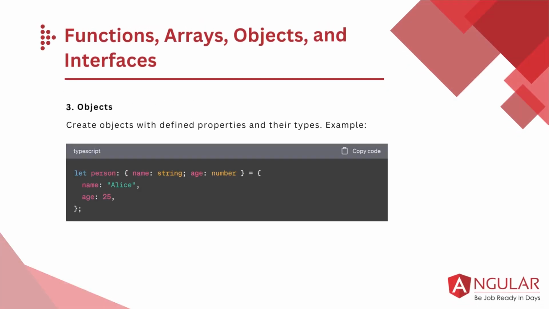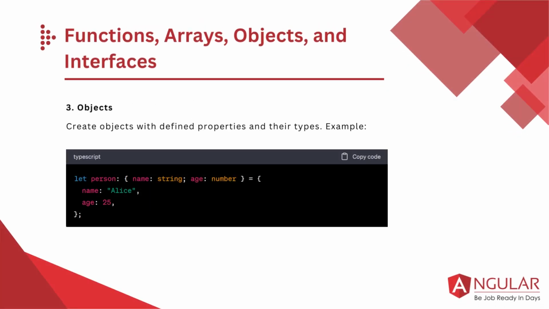3. Objects. Objects are the building blocks of data in TypeScript. With TypeScript, you can explicitly define the properties and their types in an object, promoting code clarity and error prevention.